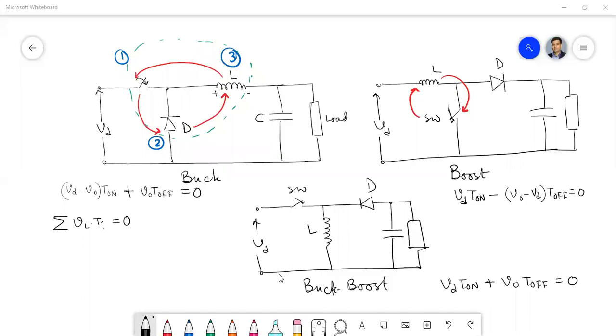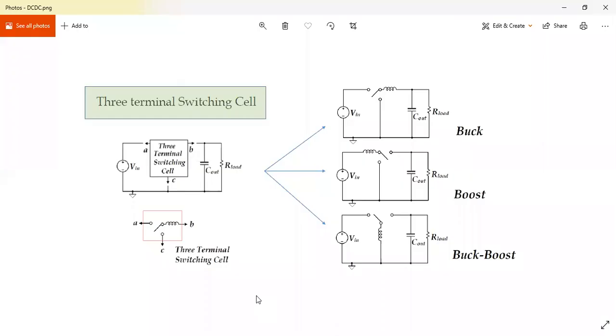Okay, so let me go to an interesting thing that I want to share with you. This is basically a three terminal device, or you can say three terminal switching cell. By changing their relative positions, we can get these combinations. In one combination, we are getting reduced voltage. In one, we are getting increased voltage. In another, we are getting both step up and step down voltage. So this I already discussed.